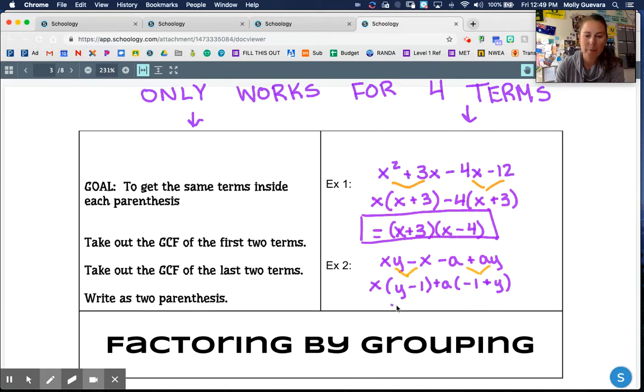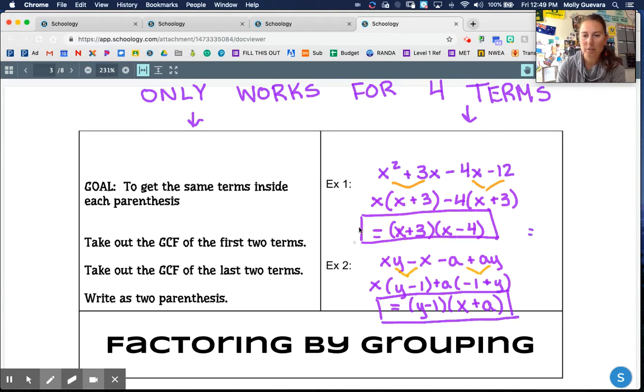So one of my parentheses is going to be one of those, and I'm going to write the one that's in the correct order as y minus 1. And then the other parenthesis is going to be my two terms that I have taken out. So there's going to be a positive x and a positive a. And that's it.